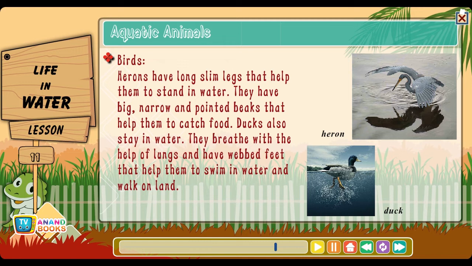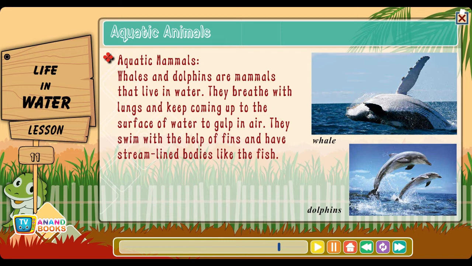Aquatic mammals. Whales and dolphins are mammals that live in water. They breathe with lungs and keep coming up to the surface of water to gulp in air. They swim with the help of fins and have streamlined bodies like the fish.